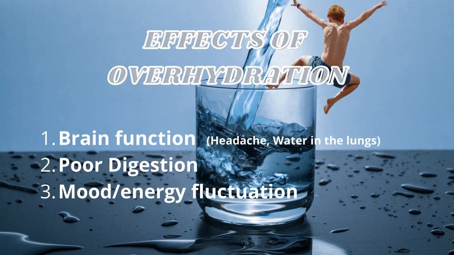Effects of overhydration. Overhydration may affect brain functions. Excess water leads to swelling of the brain cells. Overhydration may also cause mild to severe headaches and buildup of fluid in the lungs. Next, overhydration also causes poor or delayed digestion. Lastly, overhydration can lead to mood or energy fluctuation due to low blood sodium.